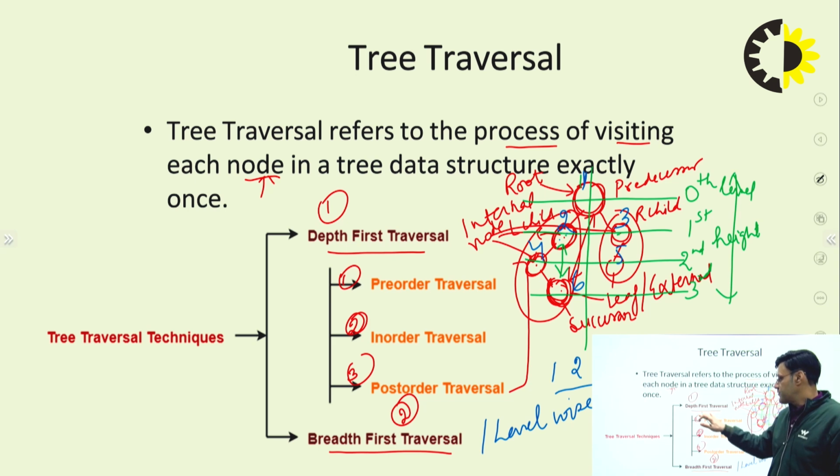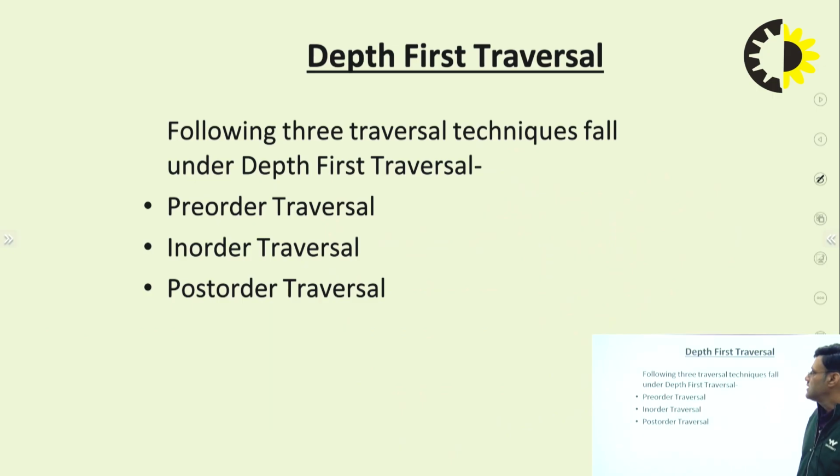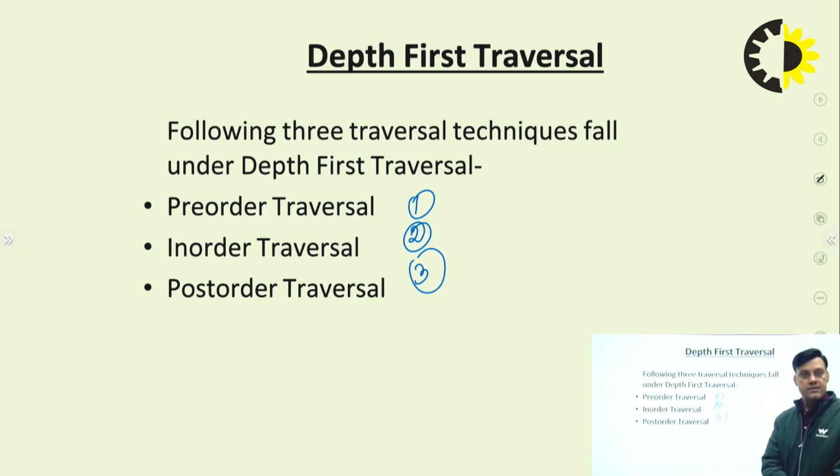And under depth first, we have 3 options to visit a tree: pre-order, in order, and post order. Okay. So let me discuss. So depth first, this is pre-order walk, in order walk, and post order walk. These are the 3 traversal techniques. Okay. And definitely the question will come from any of these 3.